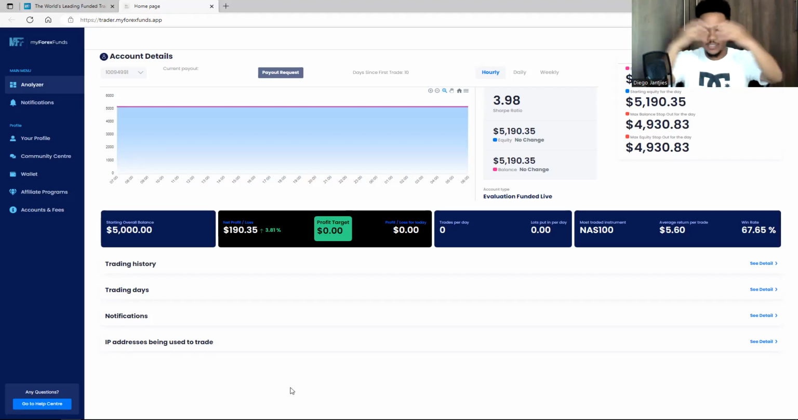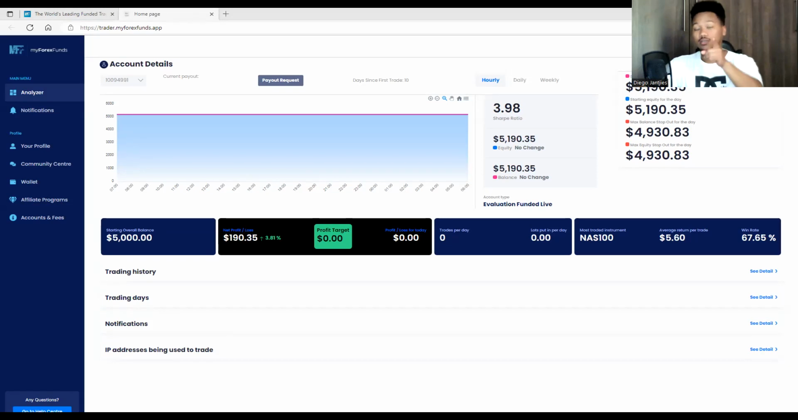Now, I want to put this into perspective for you guys, right? Check this out. For this month, this is literally what happened. Week 1, we had to make $400, which is 8%, right? We did that. Week 2, we had to make $250, which is 5%. We did that. We have our live account, right? We are up $190. Let's calculate that. Don't judge. Let's calculate it.